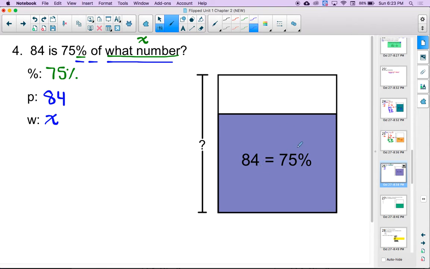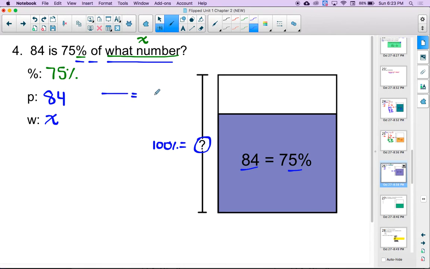Let's take a look at what this looks like in our diagram. This time, we don't know the whole number. We don't know what 100% is. But we do know what 75% is. 75% is equal to 84. So we've got this big number going on. It's going to be bigger than 84. And 75% of that big number is 84. Our job is to find out what that big number is.